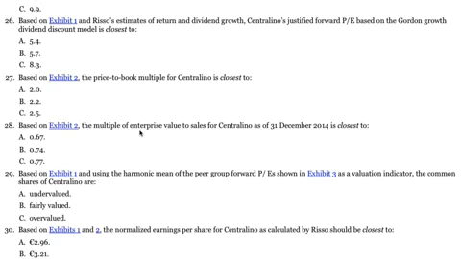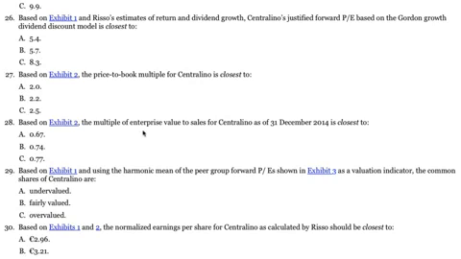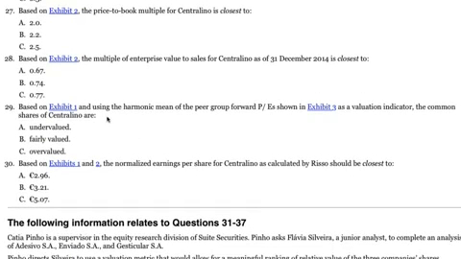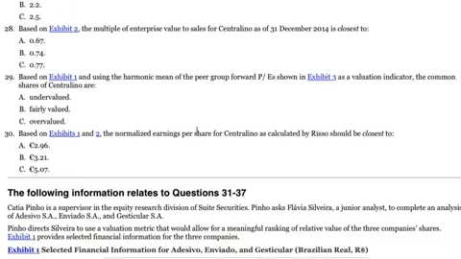We're going to see if there's any preferred in there, look for any cash or marketable securities. Based on Exhibit 1 and using the harmonic mean of the peer group forward PE shown in Exhibit 3 as a valuation indicator, the common shares of Centralino are, so we're going to make some kind of judgment. And based on Exhibits 1 and 2, the normalized earnings per share for Centralino as calculated by Rizzo should be closest to, so we're going to calculate some normalized EPS.